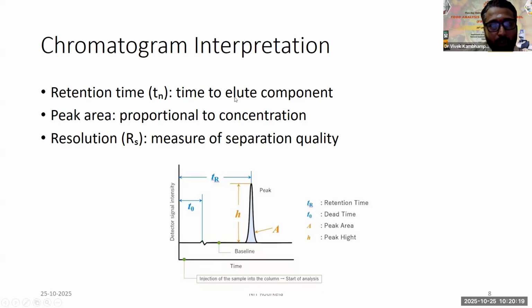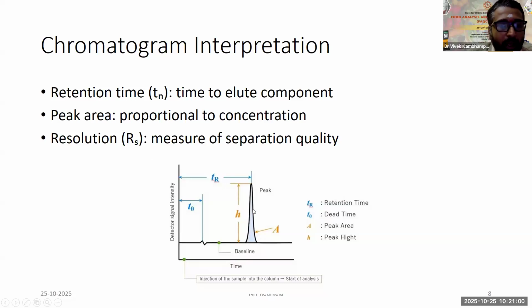It is the time to elute components. The component will start showing, and the peak area is proportional to concentration. See here, if you are using 100% glucose diluted in 10 ml, it will show a strong peak. The same 100 ppm of glucose, if you are diluting in 200 ml or 100 ml of water or solvent, the peak will not be very strong. It is a very short peak, you can observe, right? That's why the peak area is proportional to the concentration.